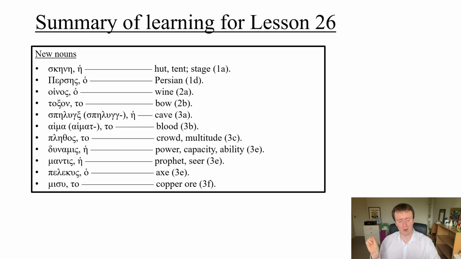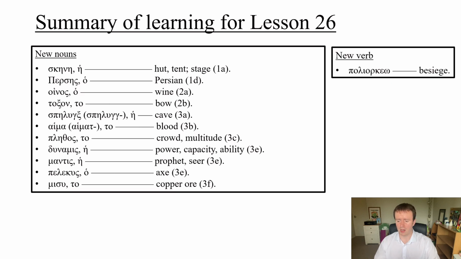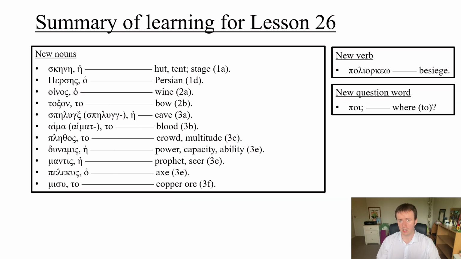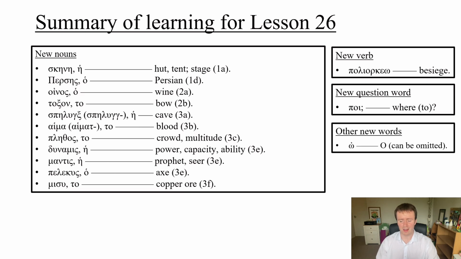However, I should say the other words are more useful. But do learn them all. You'll need all of them for my course. We also met a new verb, namely poliorkeor, which means to besiege. We met a new question word, namely poi, meaning where to, but you can just translate it as where, understanding that it's where to. And finally, we met a very small new word, namely or, which means oh. You can use it before a vocative when you're addressing somebody, but it can be omitted from your translation.